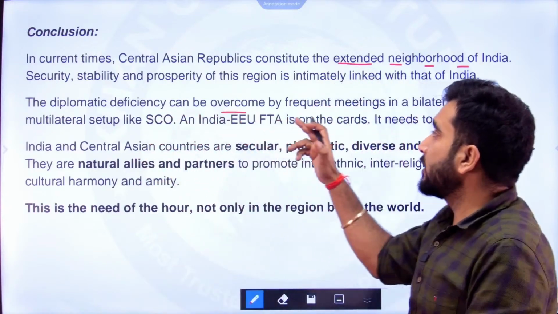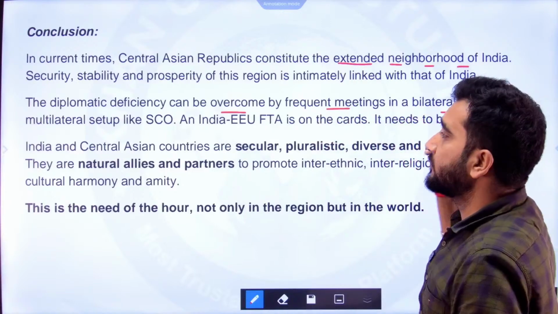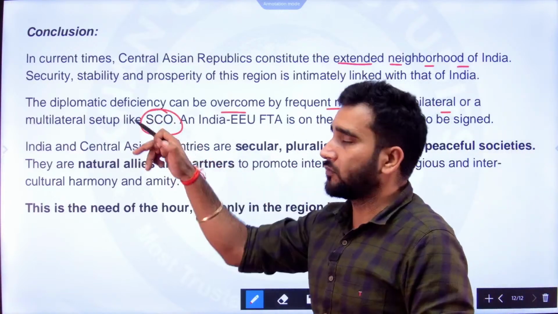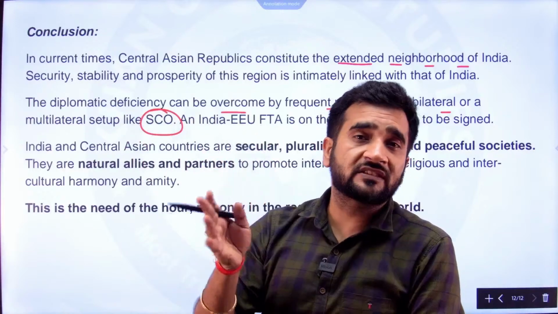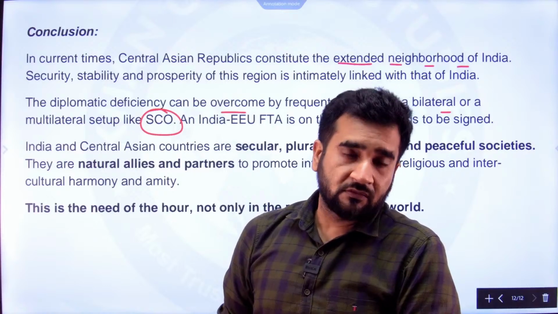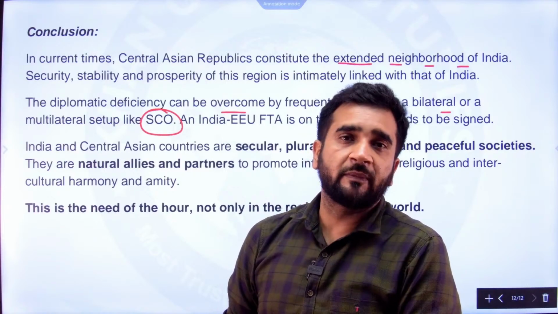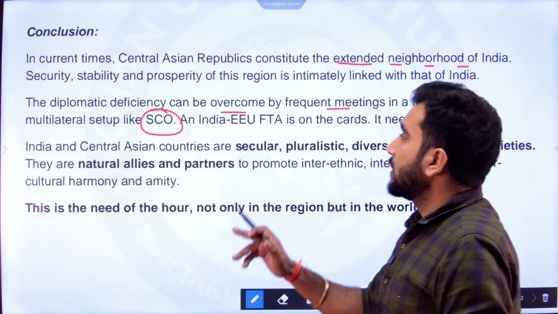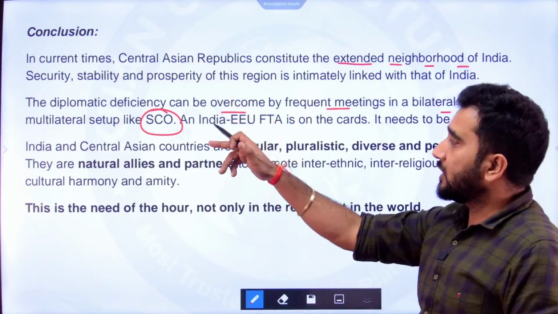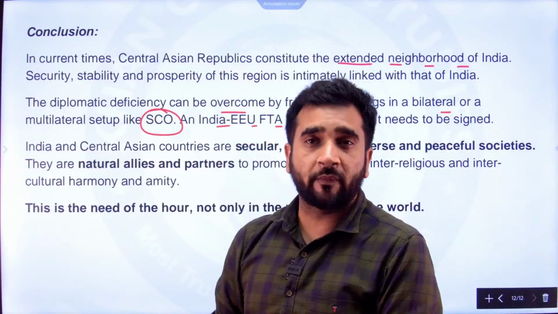Diplomatic deficiency can be overcome by frequent meetings. There's no big deal in this, in a bilateral or a multilateral setup like SCO. Four of these stans are part of SCO also; Turkmenistan is not part of it. But yes, we can be partners in the Shanghai Cooperation Organization, or we can increase our engagements over there. India-EEU FTA. EEU stands for Eurasian Economic Union.